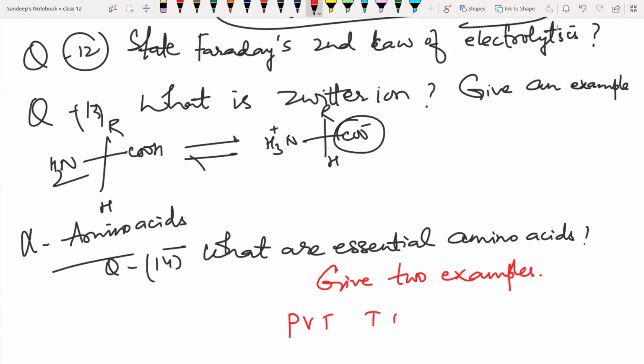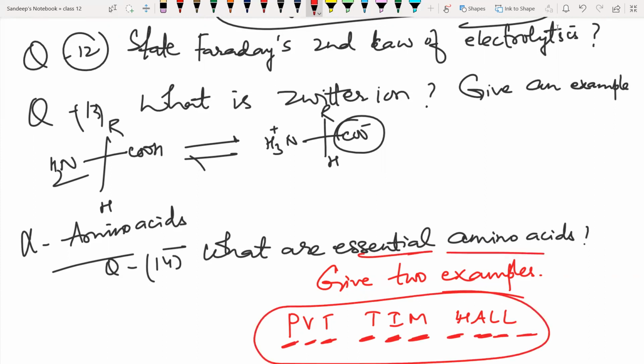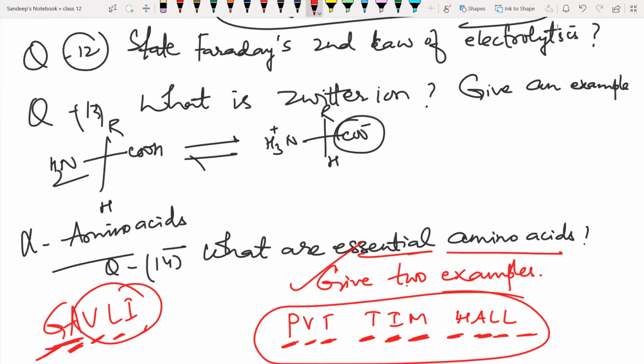PVT TIM HALL, PVT TIM HALL. So phenylalanine, valine, threonine, tryptophan, isoleucine, methionine, histidine, arginine, lysine, leucine. These are all essential amino acids. You can remember the trick Gavli also. In Gavli, GA is non-essential, glycine, alanine, while valine, leucine, isoleucine are essential. So two examples you can remember with these tricks.